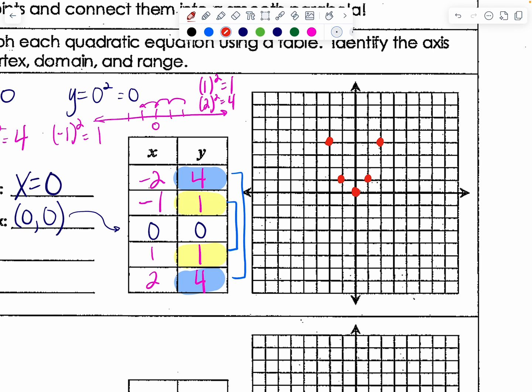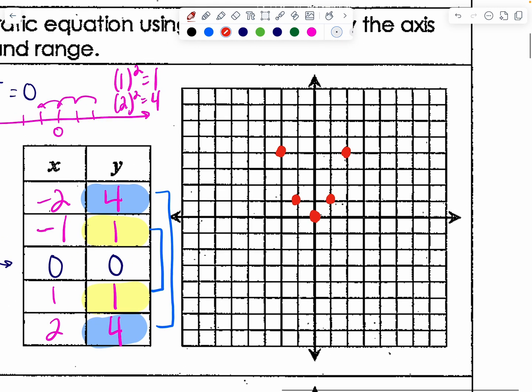And so now when we connect this, we have to make sure that down here at the vertex it's not a point, that it's going to be curved. So we want to try to make this as curved as possible down here. This area down here is what I'm referring to. We want this to be curved. We do not want it to be a point. I don't want my graph to look like that, because if it's a V, then that means that it's absolute value and not a quadratic. So we have to make sure that this part down here is curved.